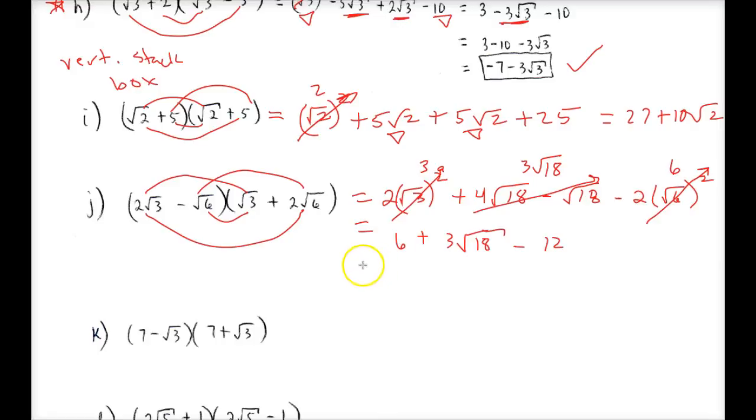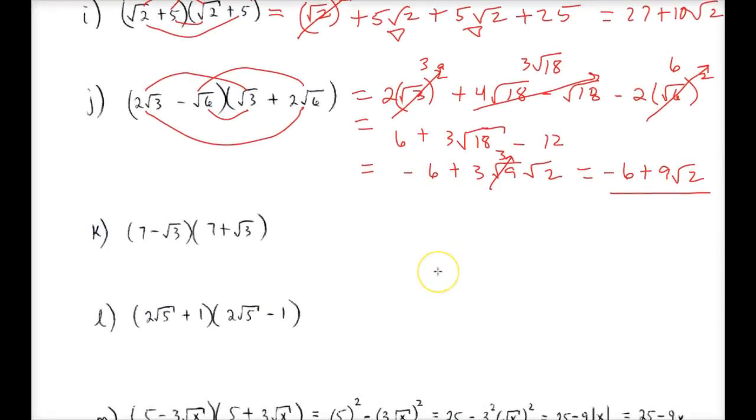Okay, so from here we know that 6 minus 12 is a minus 6 plus 3, and now the square root of 18 can be broken down to square root of 9 times square root of 2. We know that square root of 9 is just 3. And so that would end up just being negative 6 plus 3 times 3, which is 9 square root of 2. So this would be our final answer there.